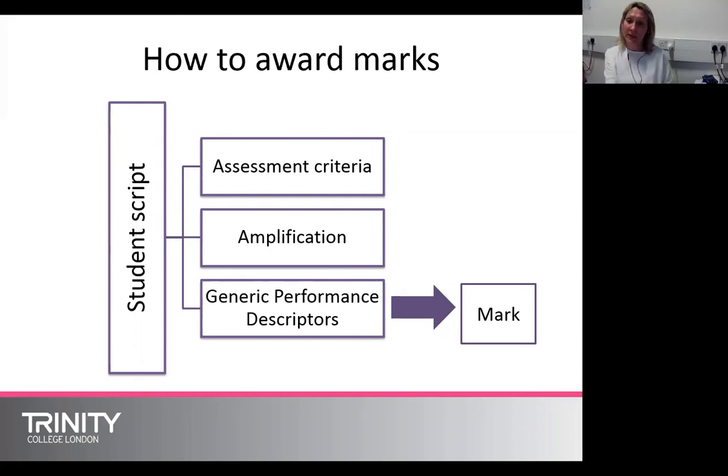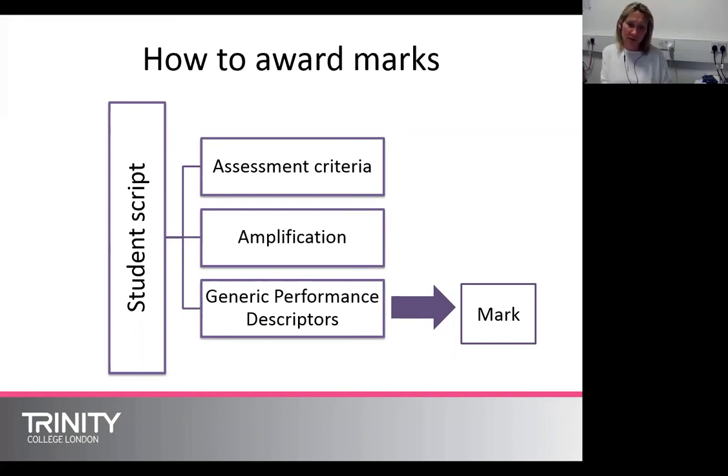We then have amplification, and amplification is the detail that you will expect a student to produce for each of those assessment criteria. So for level 1, for example, where it says produce content appropriate to purpose, the amplification gives you a bit more detail around it. So it says things like select how much to write and the level of detail to include, make decisions about the length of text and level of detail required depending on content, etc. So it gives you the detail behind the assessment criterion.